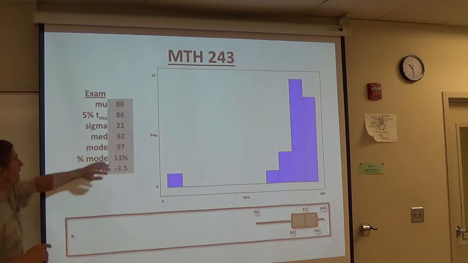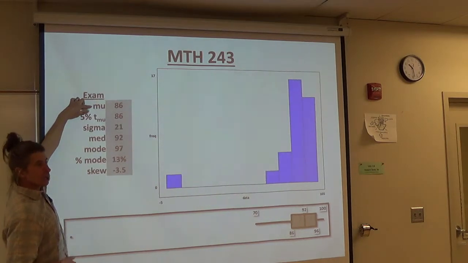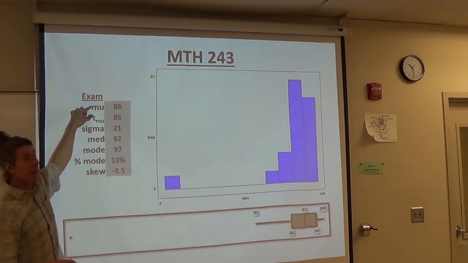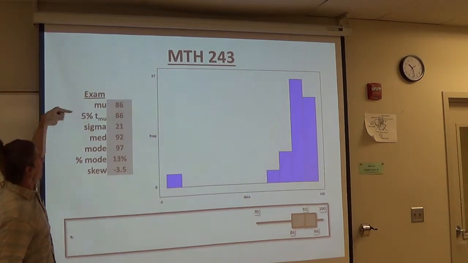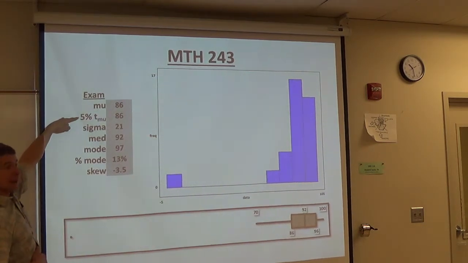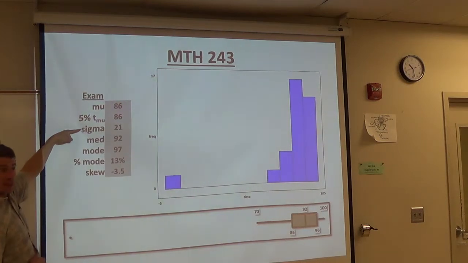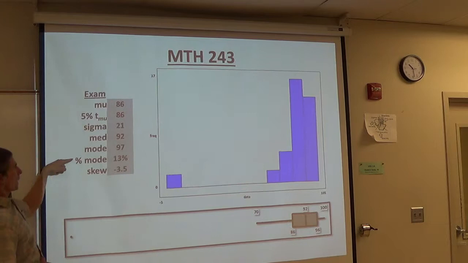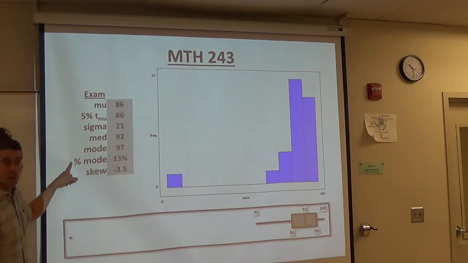Just a quick breakdown. Mu is the class average. I called you mu instead of x bar because you're my 243s. I called you my population. Population average, 5% trimmed population average. Population standard deviation, little sigma versus little s. Median, mode. I invented this statistic. I thought it was kind of fun.